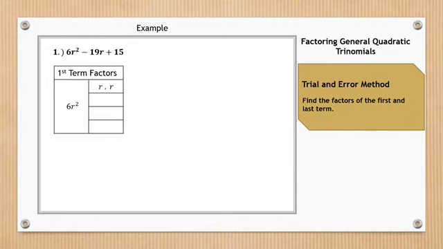Kanina, class, walang coefficient yung first term mo. This time, meron 6. So, you find the factors of 6. So, you have 6 times 1. Another factor of 6, 2 times 3. Again, all the possible factors na pwede or na alam nyo, isulat nyo, class. Kasi lahat yan itatry natin. Trial and error nga, di ba?